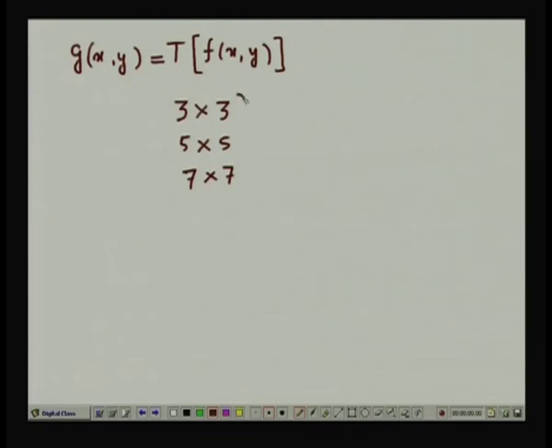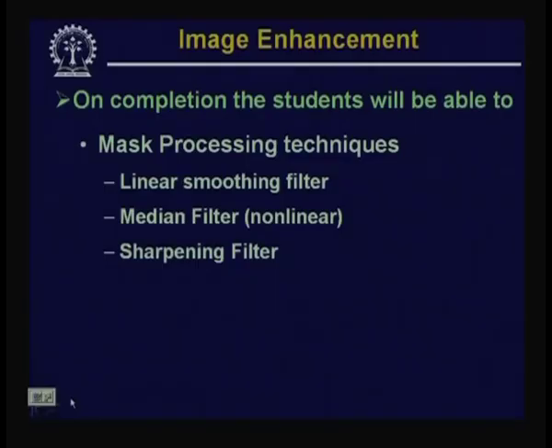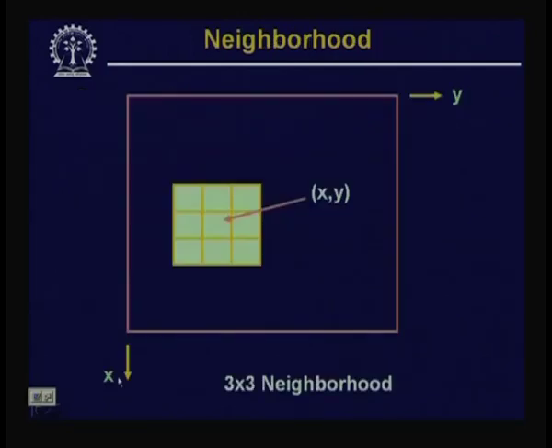So, if we consider a neighborhood of size more than 1, then the kind of operation that we are going to have is known as mask processing operation. So, let us see what this mask processing operation actually means. Here we have shown a 3 by 3 neighborhood around a pixel location x y. This outer rectangle represents a particular image, and in the middle of this we have shown a 3 by 3 neighborhood, taken around a pixel at location x y.